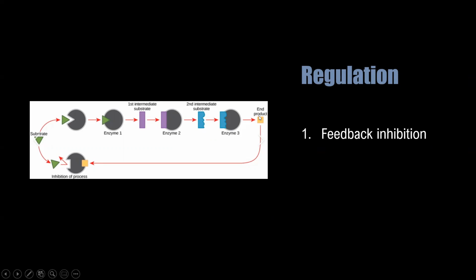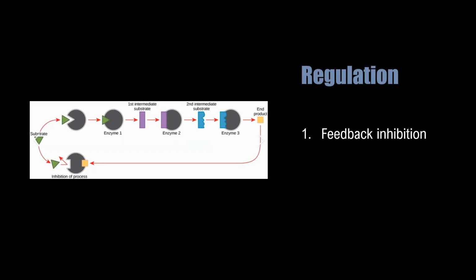And this end product, when it's produced in excess amount, accumulates and binds over here to the enzyme at its allosteric site, a site other than the active site. This results in the enzyme, which is enzyme 1 over here, undergoing a conformational change that changes the active site in such a way that the active site is no longer complementary to the substrate, so it can no longer bind to the substrate. Hence, it's in a state of inhibition.